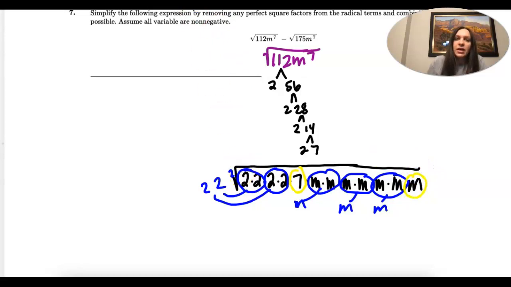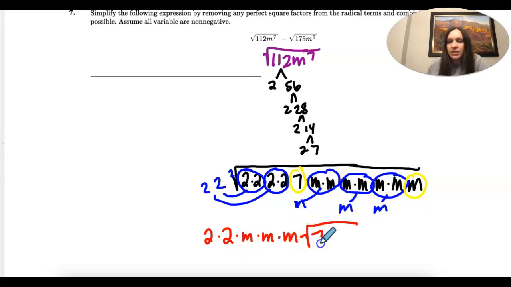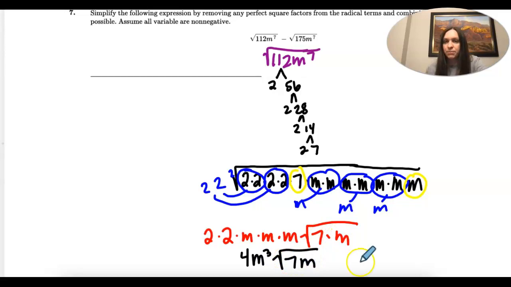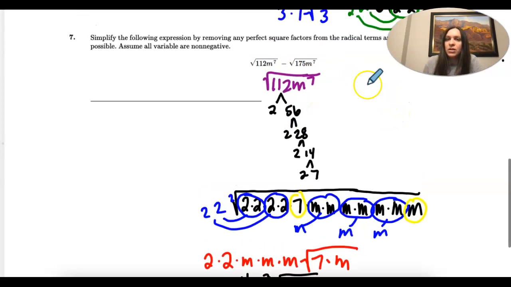So on the outside, I have 2 times 2, these 2 that I brought out, and then I also have 3 m's, and then on the inside I have a 7 and an m, and we multiply everything on the outside and we multiply everything on the inside. So outside I have 2 times 2, which is 4, m 3 times, which is m to the 3rd, and then underneath I'm just going to write 7m. So that's the simplified version of just this first one.